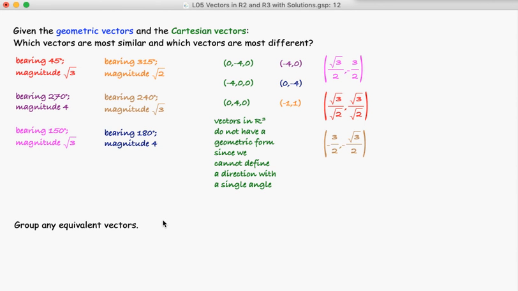All right, that brings us to the end of Lesson 5, and Lesson 5 is looking at Cartesian or algebraic forms of vectors in both R2 and R3. The next lesson we will continue, we'll be looking at properties and operations of vectors in Cartesian form.